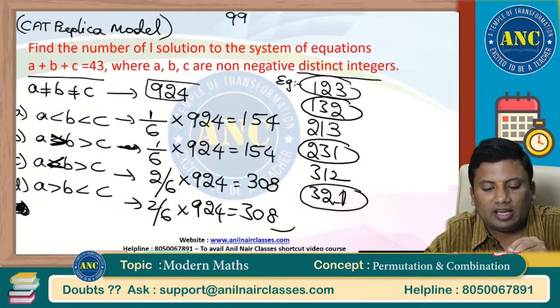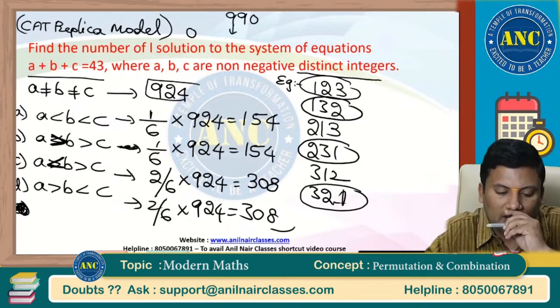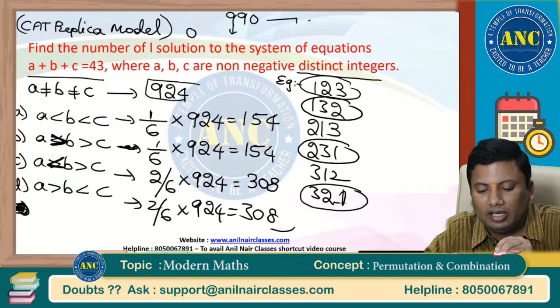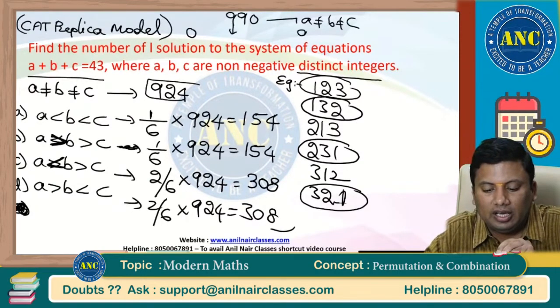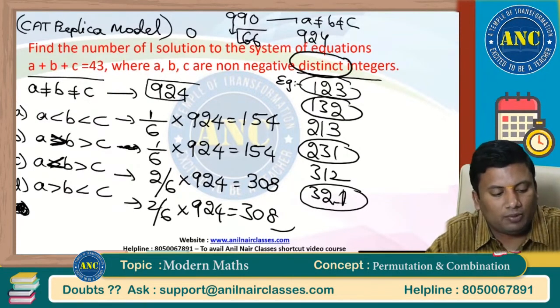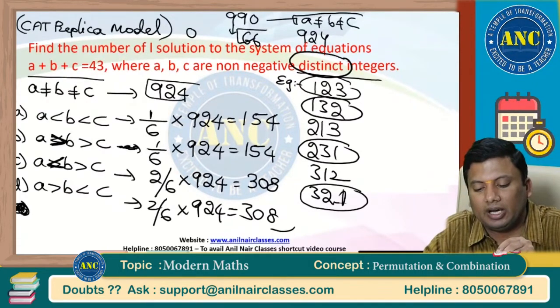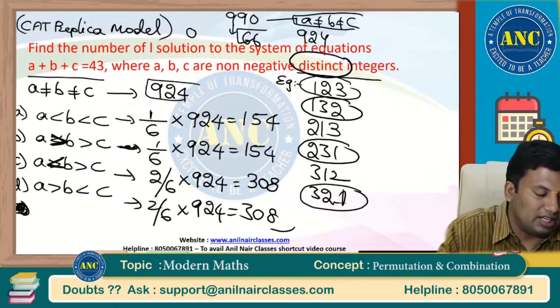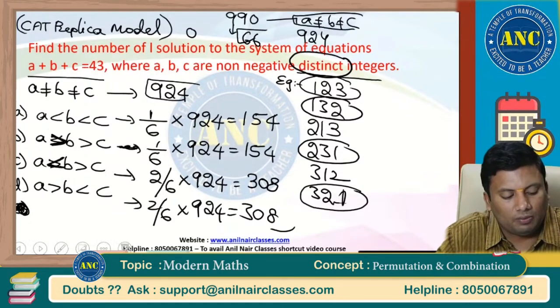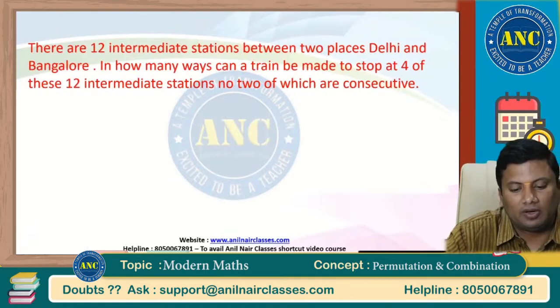Here A not equivalent to B... Total cases are 990. 3 variables equal are 0. And this is nothing but A not equivalent to B not equivalent to C. Here I got 924, here it is 666. In the distinct case I am doing these subconditions, Naveen. So that is the reason for A not equivalent to B not equivalent to C.